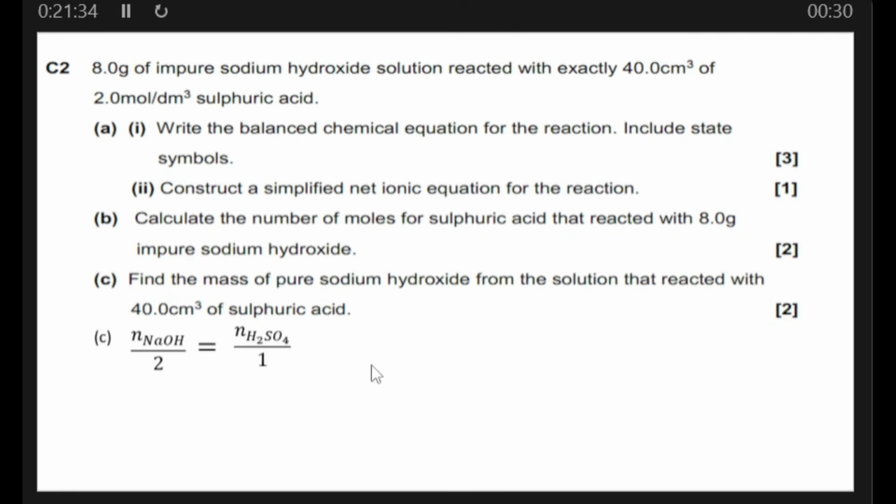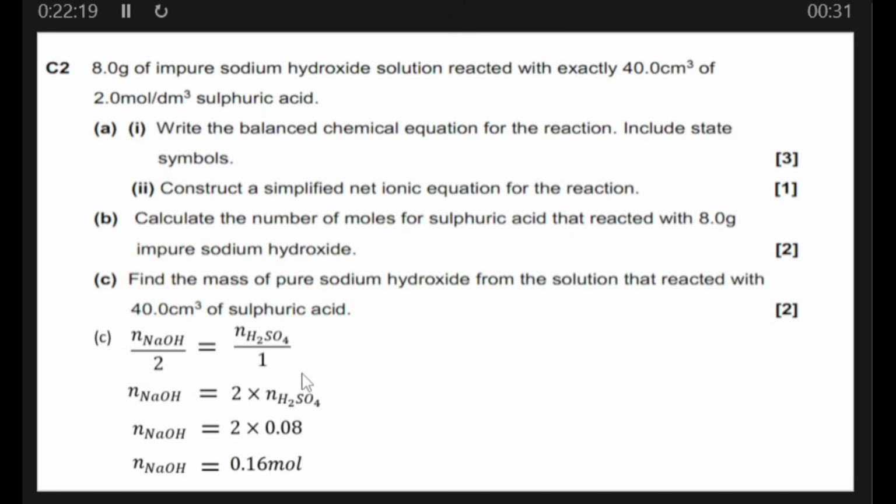All right, so from here, we are going to make the number of moles of sodium hydroxide the subject of the formula, which will be number of moles of sodium hydroxide equals 2 times number of moles of sulfuric acid. We already calculated the number of moles of sulfuric acid, which was 0.08. So 2 times 0.08 gives us number of moles of sodium hydroxide equals 0.16. So you have seen the importance of this mole-to-mole relationship.